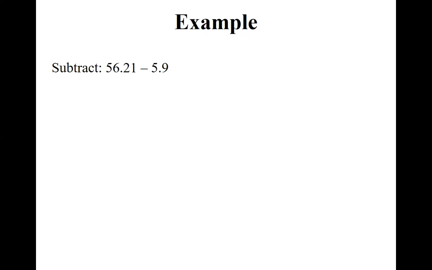$56.21 minus 5.9. When we write that and line up the decimals, we'll need an extra 0 after the 5.9. And this is a standard subtraction problem involving borrowing. 1 minus 0 is 1. 2 minus 9, can't do it. Borrow 1 from the 6, turning it into a 5. The 2 becomes a 12. 12 minus 9 is 3. 5 minus 5 is 0. And the 5 is just a 5. 5 minus nothing is 5. So 50.31. 50 and 31 hundredths.